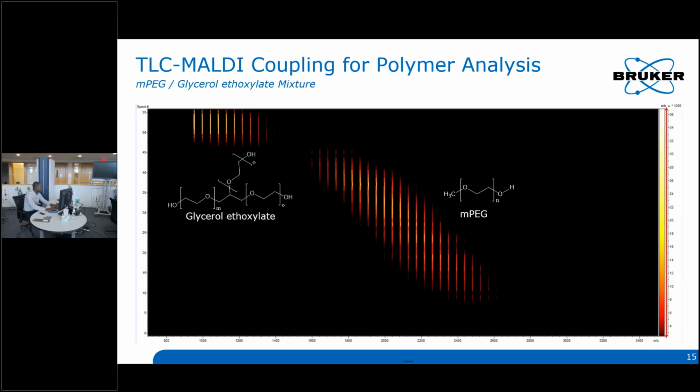And lastly, this is not something that's only for small molecules or lipid mixtures. This is something you can also do on polymer mixtures as well. For example, in this case where we have two PEGs, one is a branched PEG sample, glycerol-ethoxylate PEG sample, and the other one is a linear methylated PEG sample that were nicely separated on a TLC plate. And with TLC MALDI, you're able to see them as well, highly resolved at different masses.